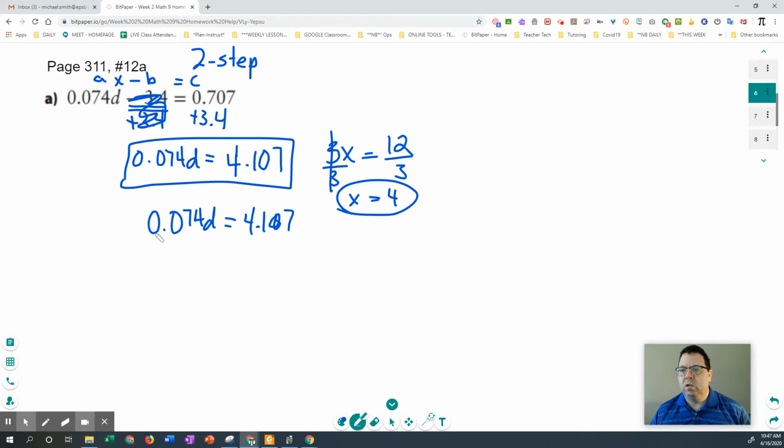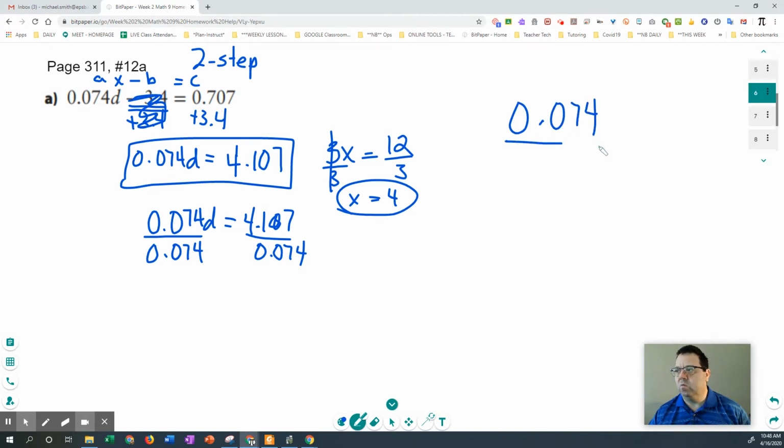So in other words, just like we divide both sides by 3, we're going to divide both sides here by 0.074. And guess what? 0.074 over 0.074 still makes a lovely 1, which is what we want. In other words, they reduce to 1, and we're just left with D.